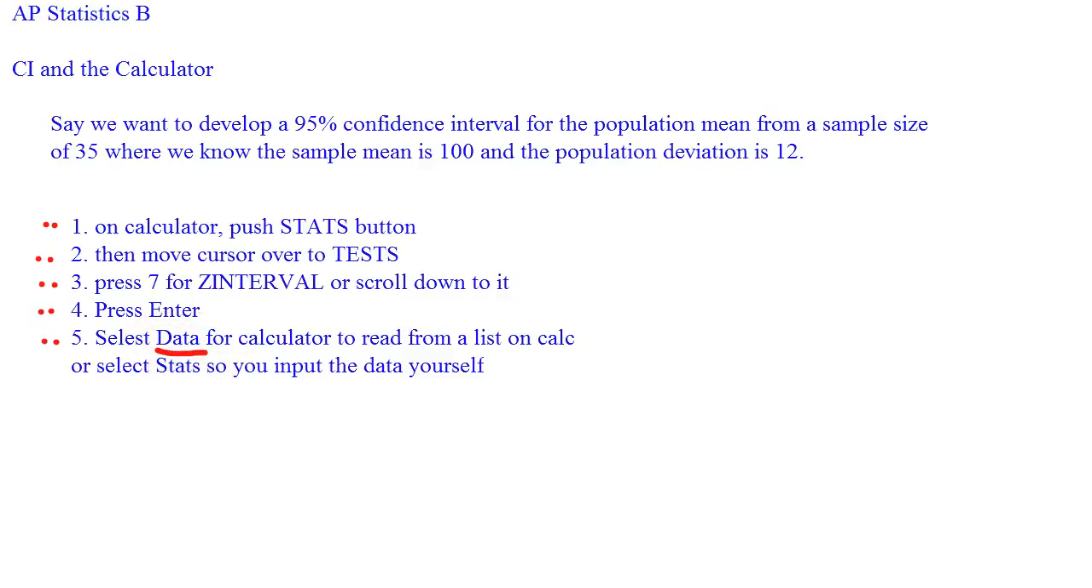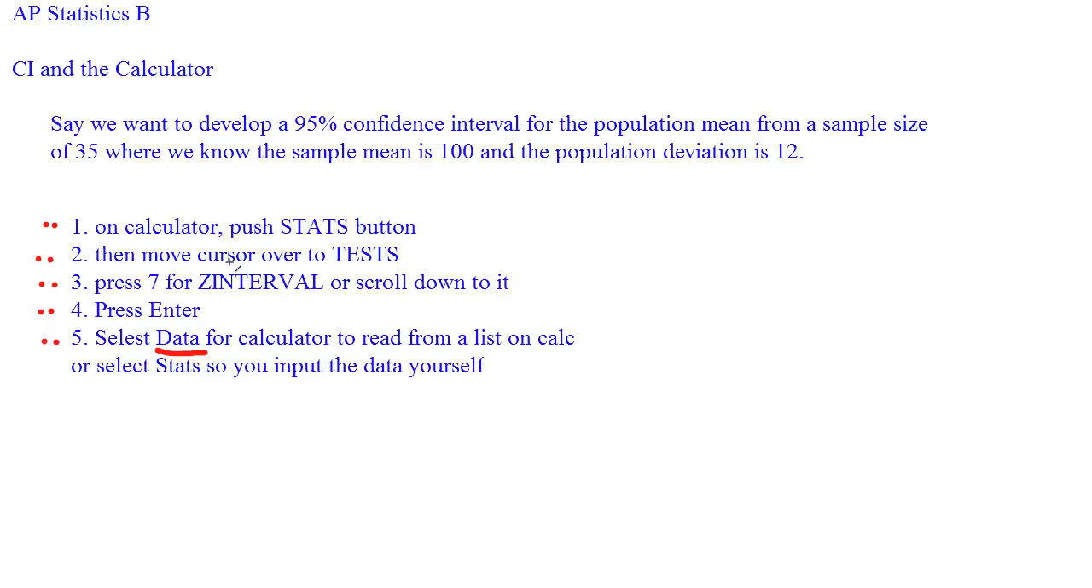You can select data, so the calculator reads from the list on your calculator, or you can select stats, so you input the data yourself. By selecting stats, you're putting in the sigma, the x bar, and the n. In our case, say we want a 95% confidence interval for a population mean from a sample size of 35, that's n, where the sample mean is 100, that's x bar, and the population deviation is 12. That would be sigma.